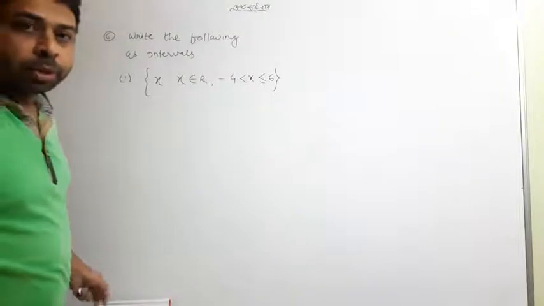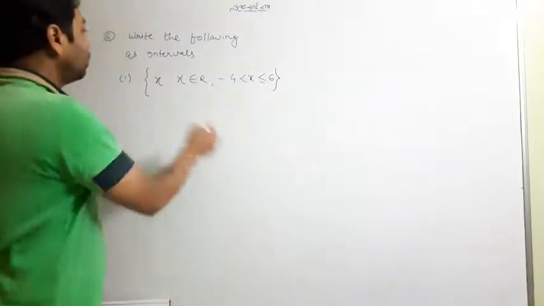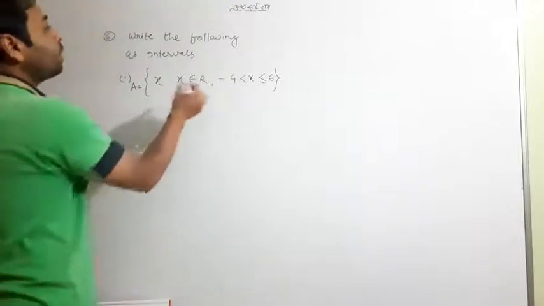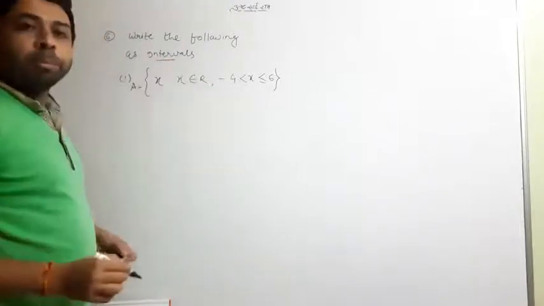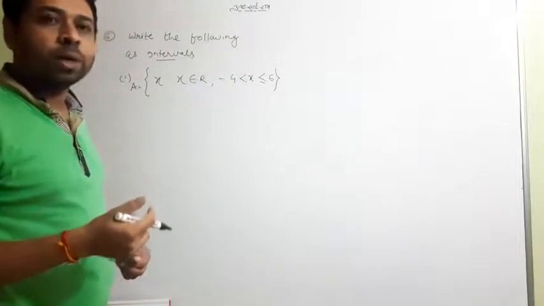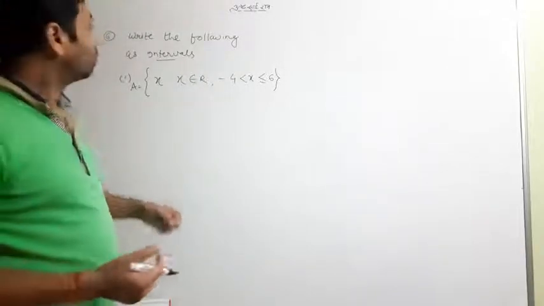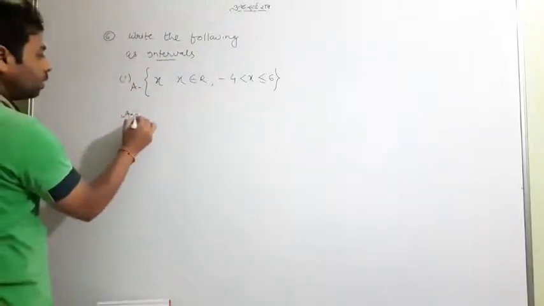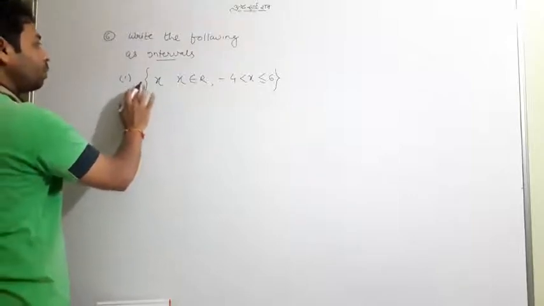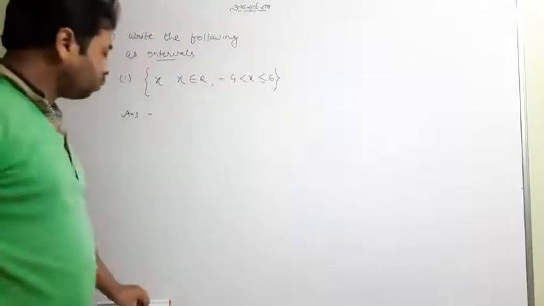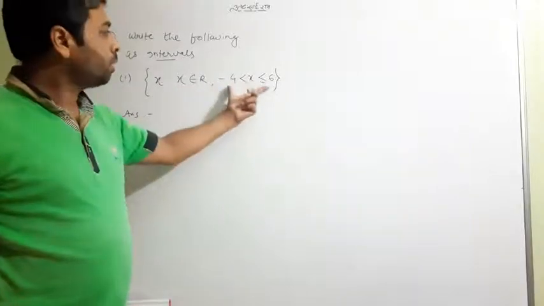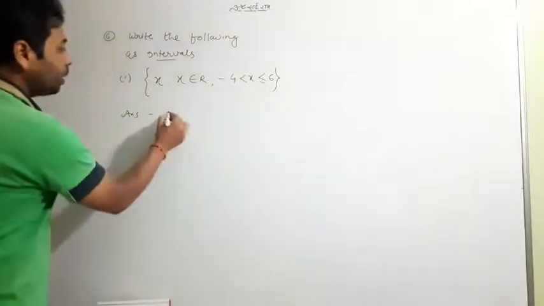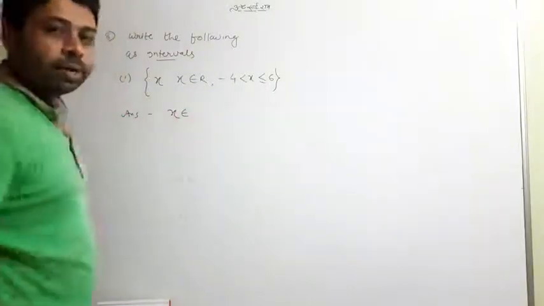So let me explain something. This set is given in set builder form, and we just have to create the interval only, meaning a single one-word answer, in one step. Write the following as an interval. Just look at -4 less than x less than or equal to 6. So you would write here x belongs to.